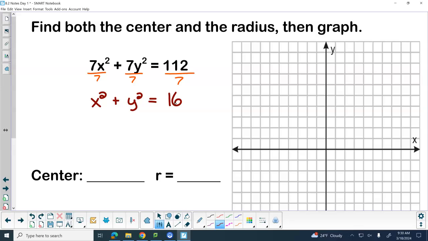Now, based off of my new equation, where is my center? At the origin. What is my radius? 4, right? Up, down, left, and right, 4.